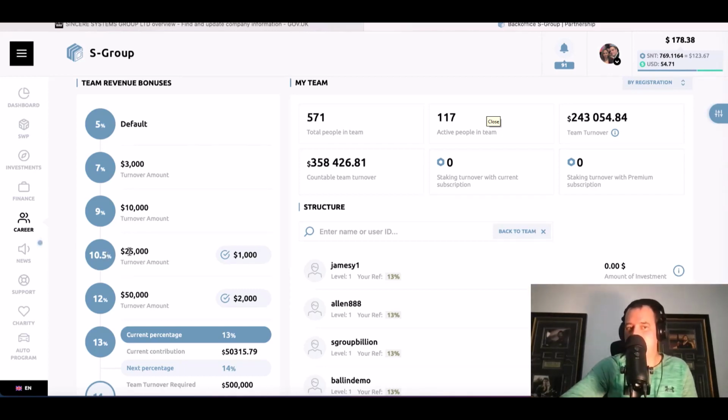Okay. You need $25,000 of team turnover, and you get a $1,000 bonus. So when you hit 10.5% commissions, and you've done $25,000 of team turnover, this number up here would be 25,000. The company gives you a $1,000 bonus, and the $1,000 bonus just comes up here. Okay, you'll just see it right there as soon as you hit it. And I'm telling you right now, guys, it's as soon as you hit it.